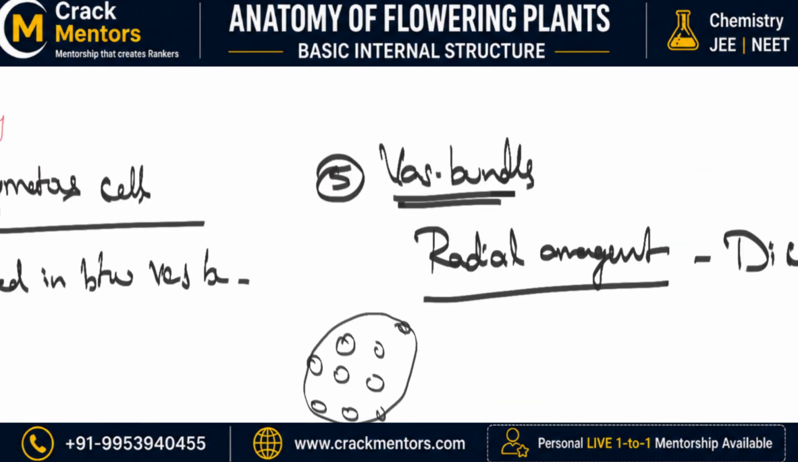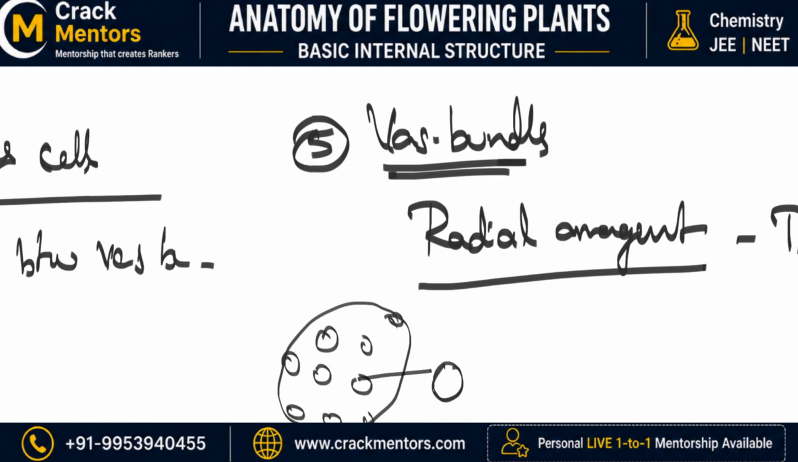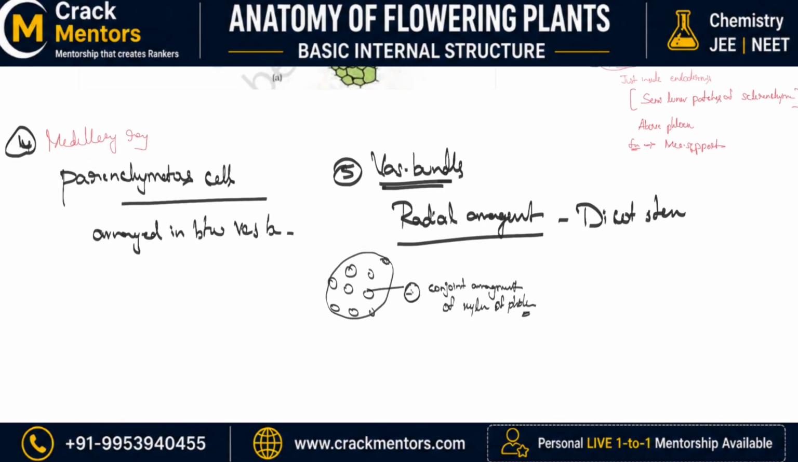Each bundle has a conjoint arrangement of xylem and phloem, that is, the xylem and phloem are present together, and it is open as the cambium is present. As the cambium is present, the vascular bundle is open, as it's a dicot stem, so that secondary growth is possible. Okay, we see an endarch arrangement here.